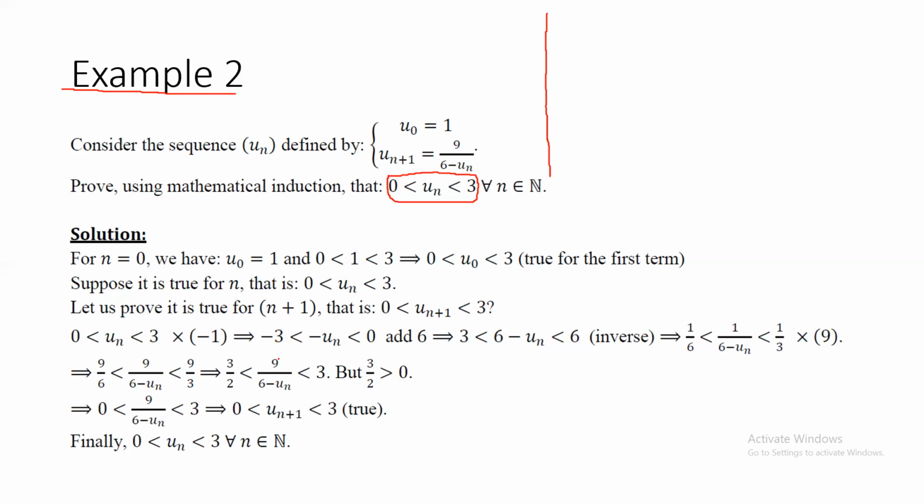I will do a different proof, this one is a bit difficult. I will do another proof. First I have to prove that un is greater than 0. I have to prove it by mathematical induction. First step, I have u0 equal 1, which is greater than 0. So this step is true for the first step.